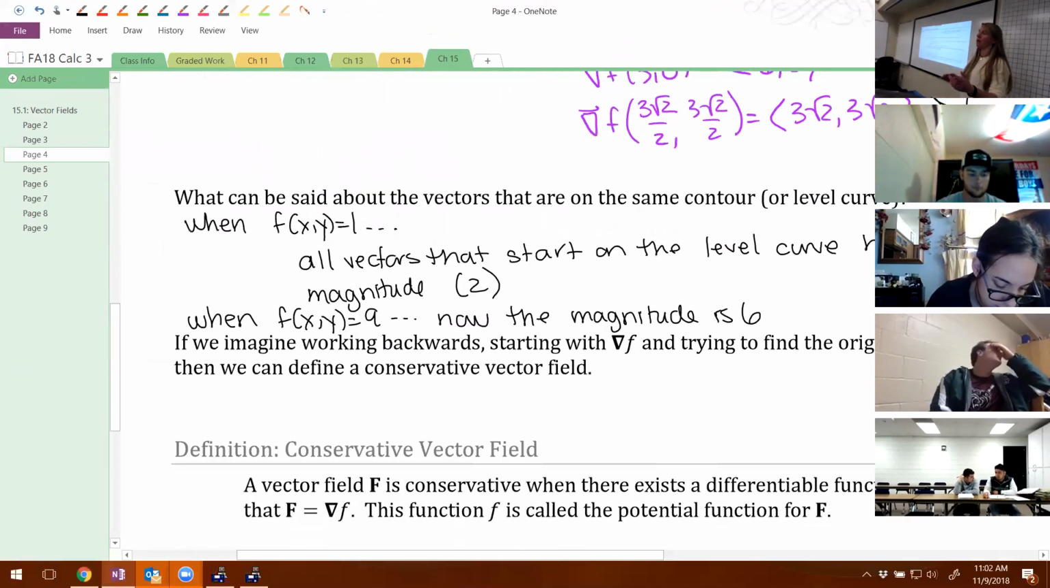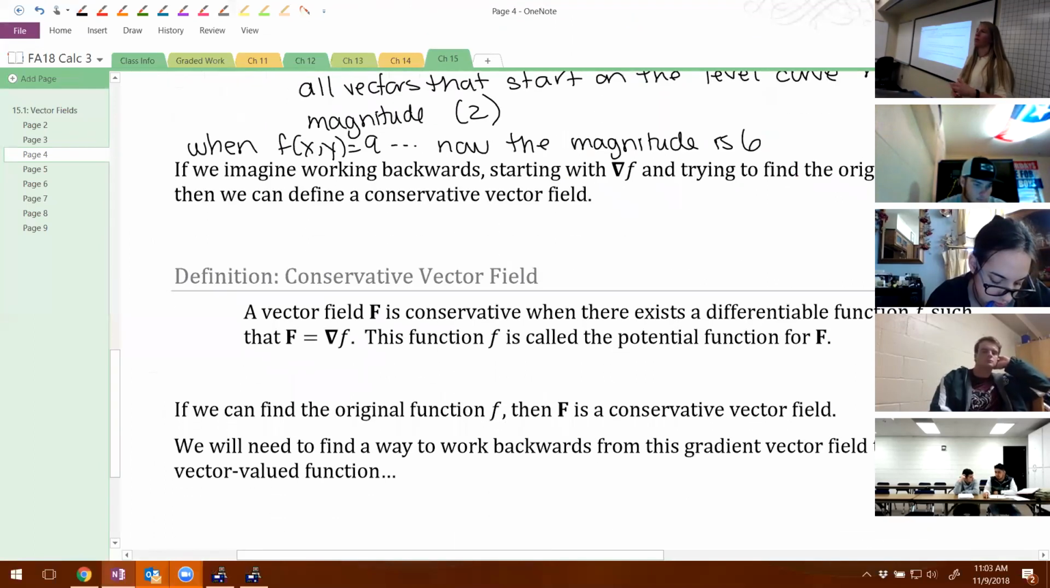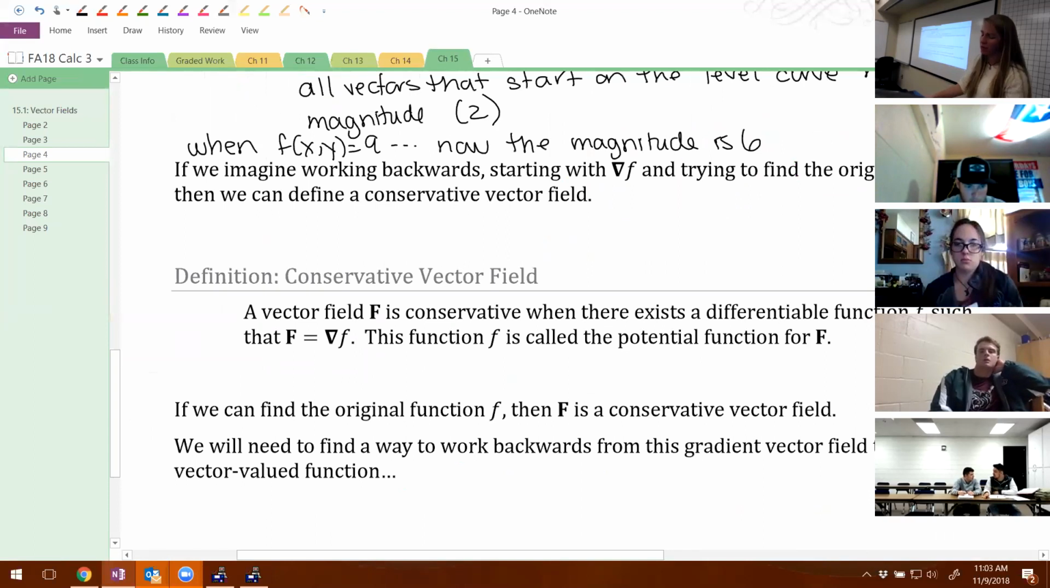But back to what we really want to know. If this vector field is coming from a gradient, we want to be able to work backwards to find out what the original function was. First, let's check and see if we should even bother doing this work. If we try to find the original function but one doesn't exist, it'd be nice to know that beforehand and not have to go through it.